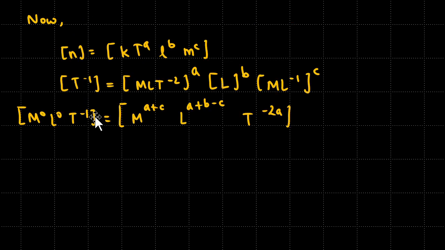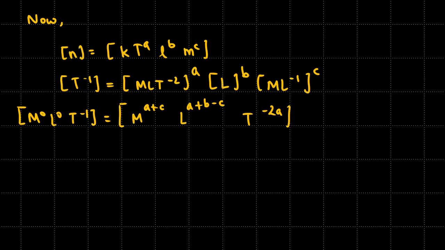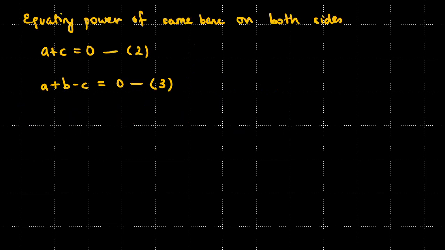After that, 0 must be equal to a plus b minus c when looking at L. So we have a plus b minus c equals 0, which is our equation number 3. And finally, looking at T, minus 1 must be equal to minus 2a. So minus 2a must be equal to minus 1, which will give us our equation number 4.